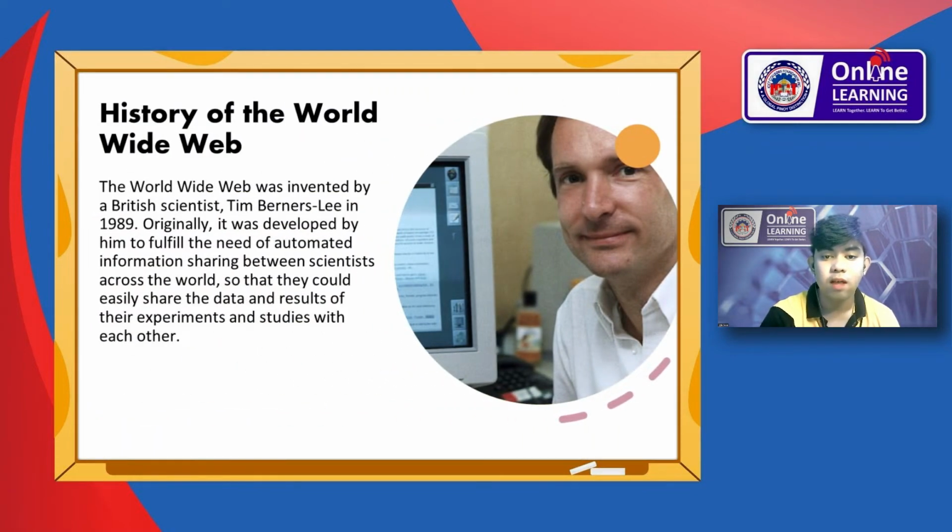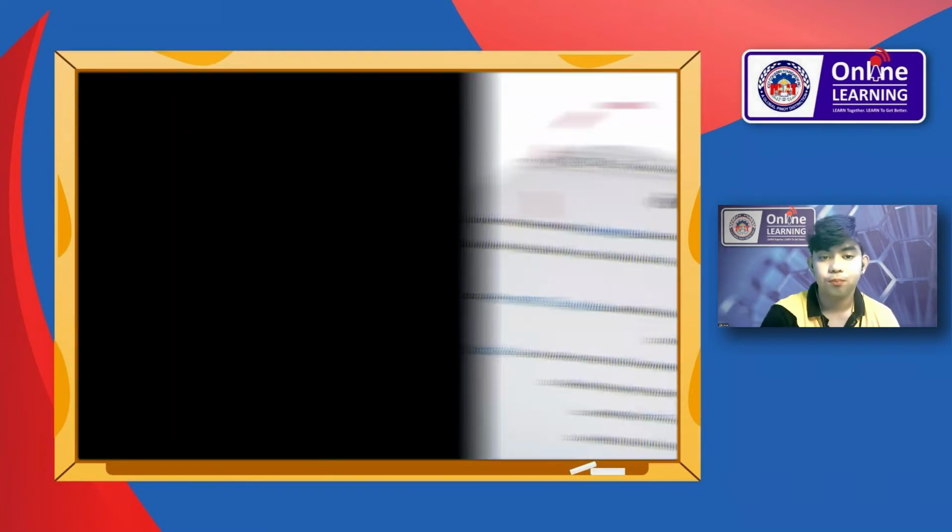So who invented the World Wide Web? The World Wide Web was invented by a British scientist, Tim Berners-Lee, in 1989. Originally, he developed it to fulfill the need of automated information sharing between scientists across the world so that they can easily share the data and results of their experiments and studies with each other.